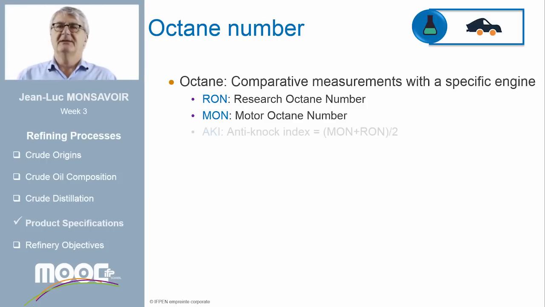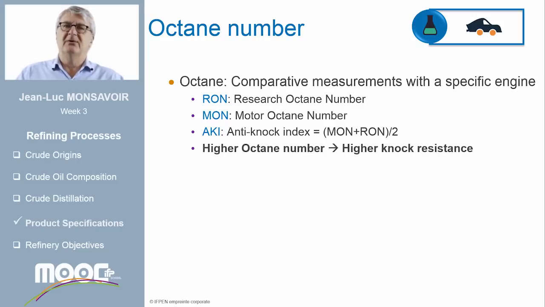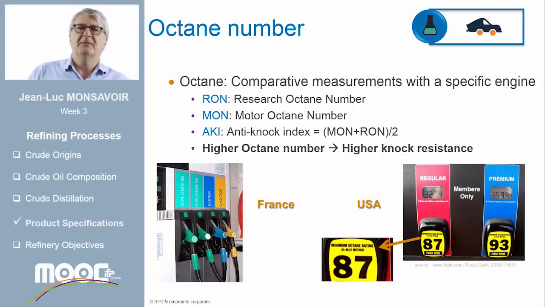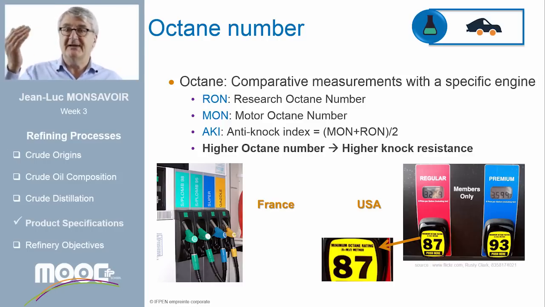The anti-knock index is sometimes used, as in the United States. It is the average of RON and MON. When the octane number increases, the gasoline has a higher knock resistance. At the pump in Europe, it says unleaded 95, which means the RON is higher than 95. This is the regular value.